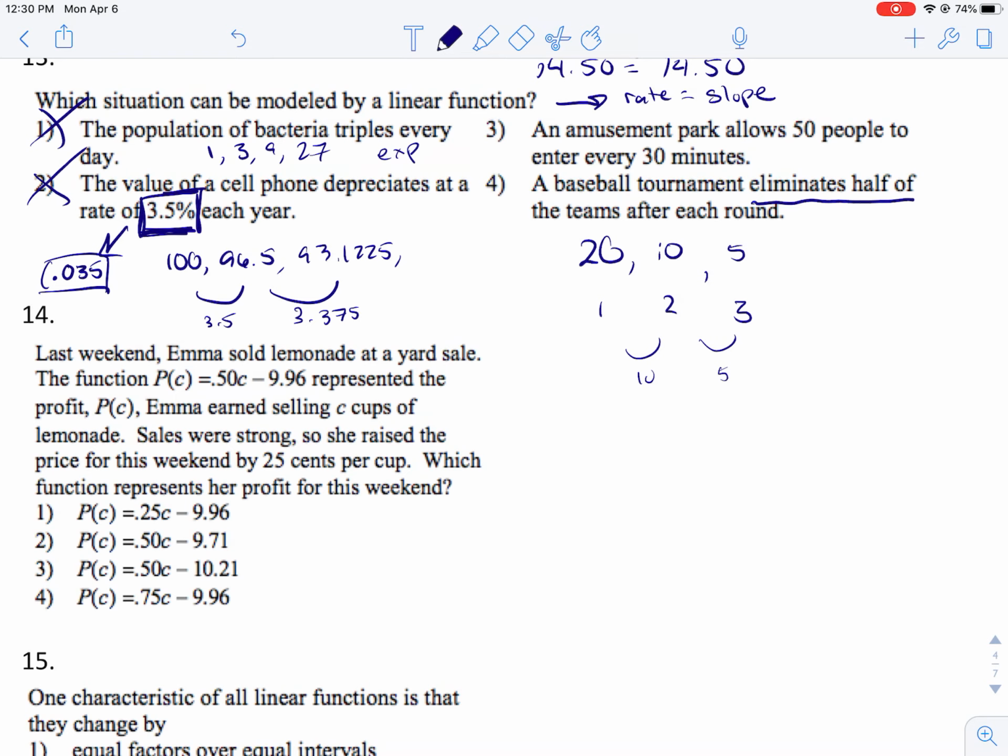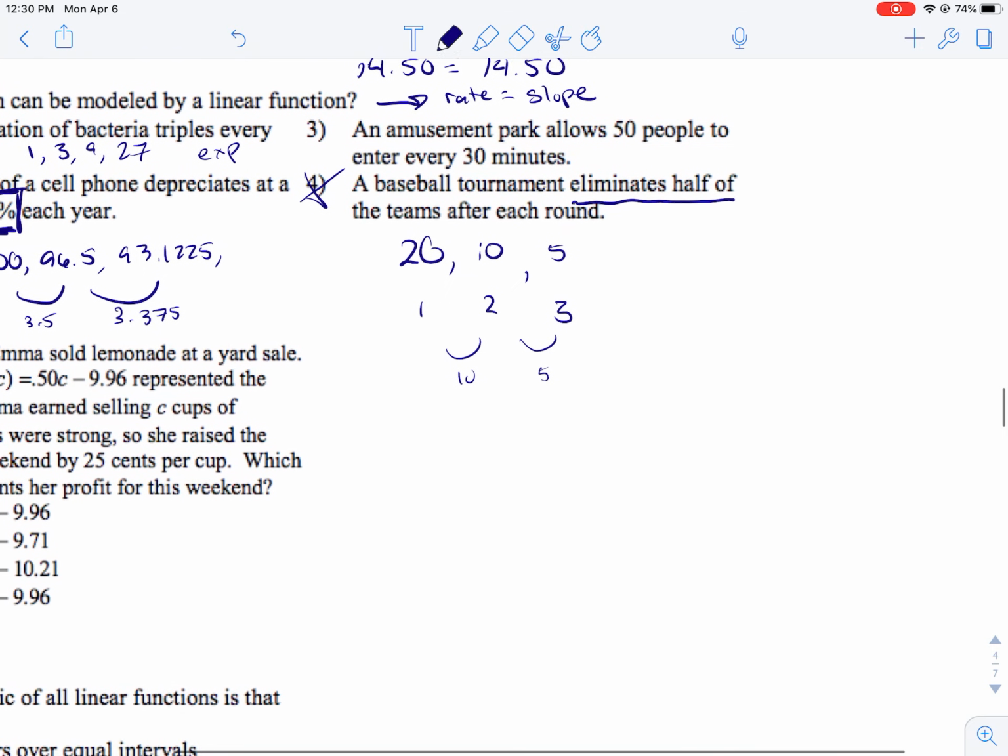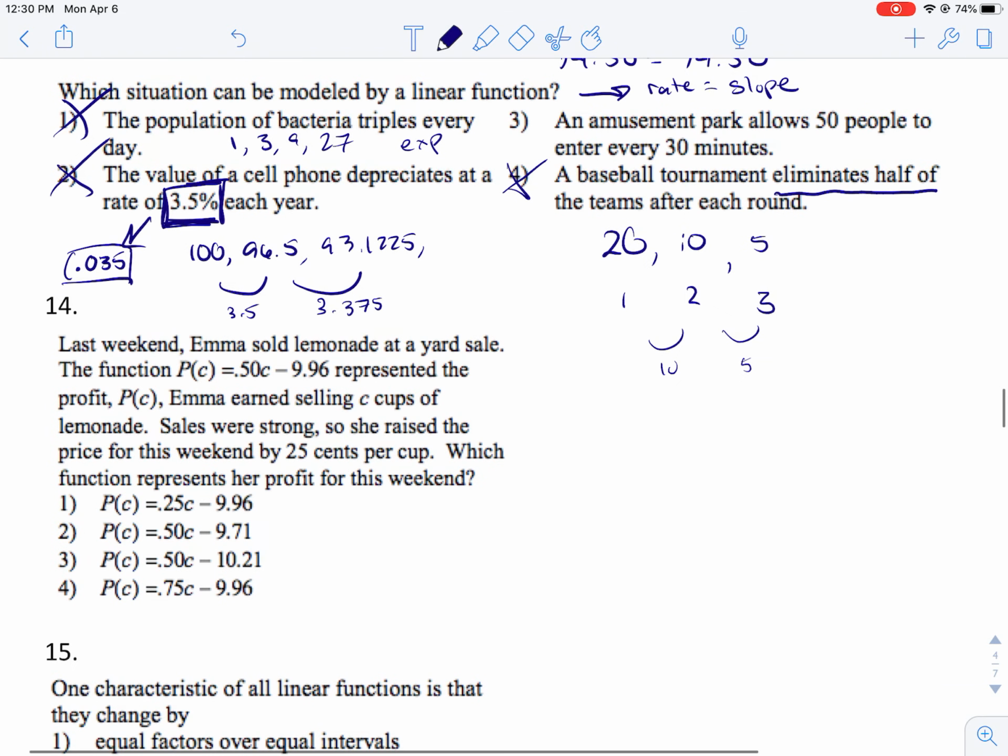All right. Now, because we're eliminating half of the teams each round, as you can see, first round we went down 10, second round we went down 5, the 3rd round, I mean, it's not even numbers, so I don't know how that would exactly work, but anyway, this one is out, okay? Let's take a look at number 3.